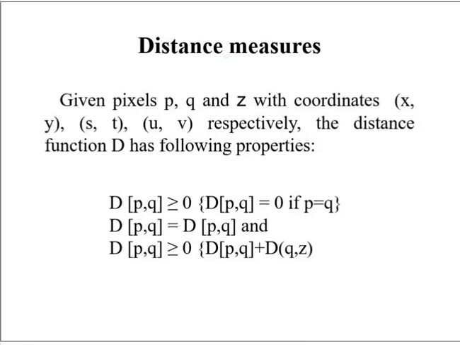The D4 distance, that is called the city block distance between P and Q, is defined as D4(P, Q) is equal to the magnitude of x minus s plus the magnitude of y minus t. In this case, the pixels having a D4 distance from x comma y less than or equal to some value r form a diamond centered at x comma y.